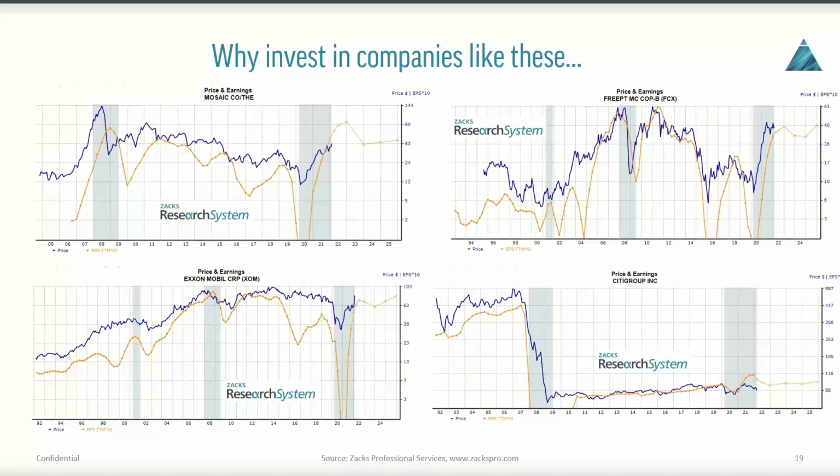So the question is why would you want to invest in companies like these? This is what you get if you invest in the S&P 500 index. A lot of noise, not much return. These are highly cyclical businesses, great companies, but just deeply cyclical. And so it doesn't make sense to own them all the time. It makes sense to own them strategically, right? When they're trading at a discount to long-term normalized earnings.